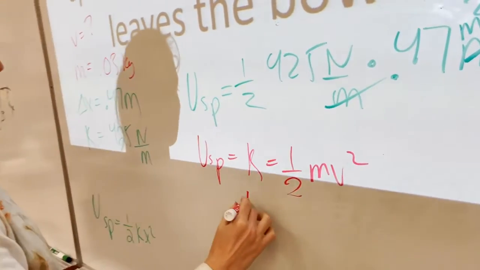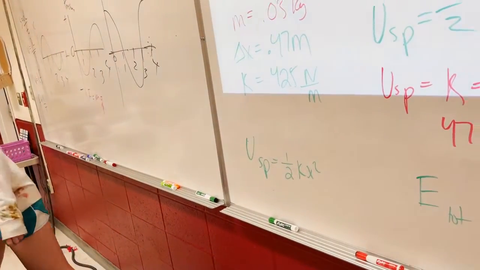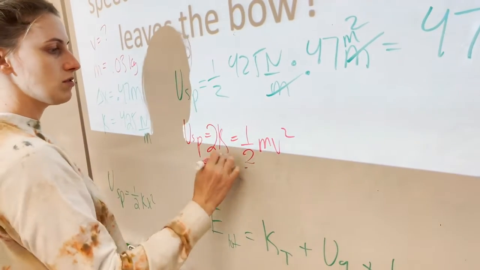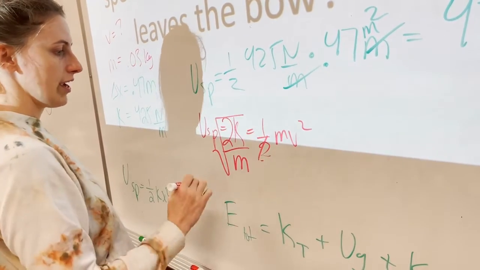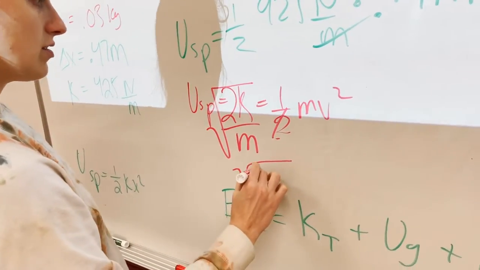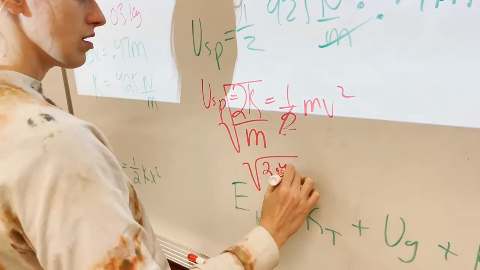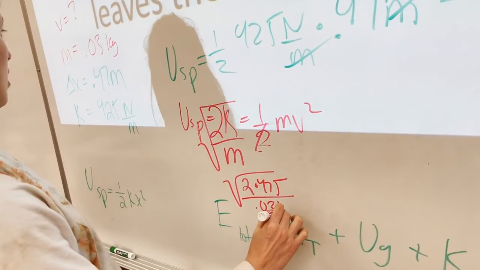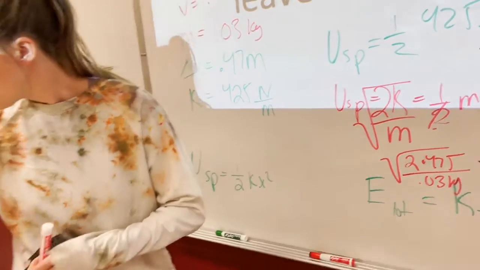So we could just take that number right there, 47 joules, times 2. Let me do the math here first before I plug in numbers. I'm gonna multiply it times 2, divide by m, and take the square root. That's it, right? So the square root of 2 times the kinetic energy, which we said is the same thing as the 47 joules USP, divided by the mass, which was 0.03 kilograms. And then we should get our answer there.